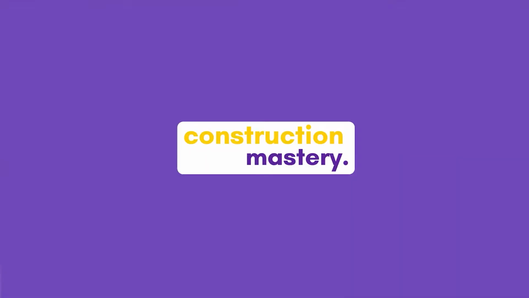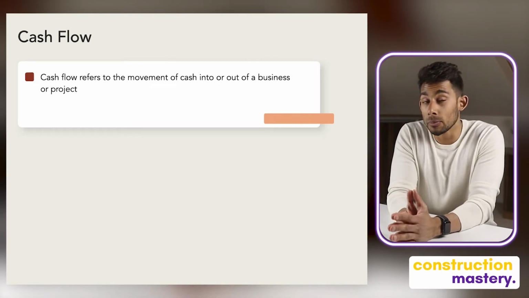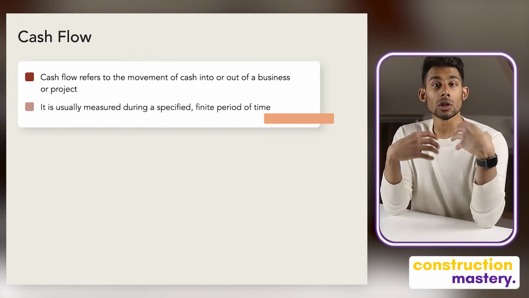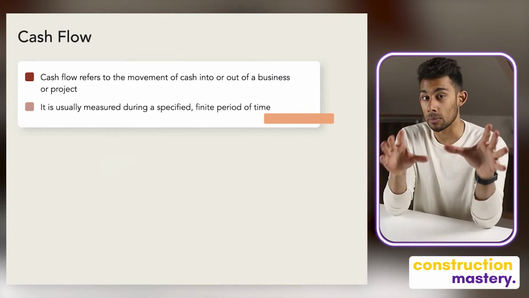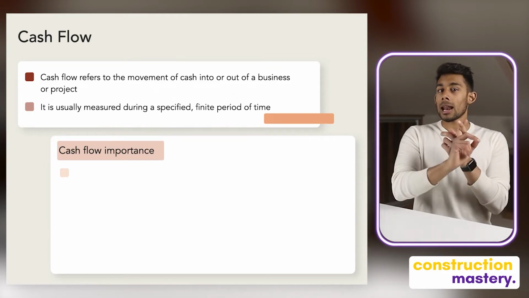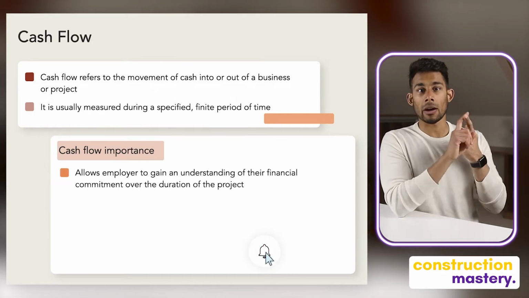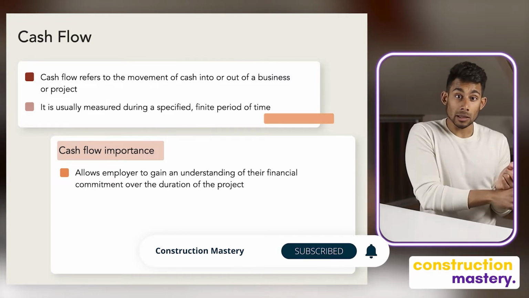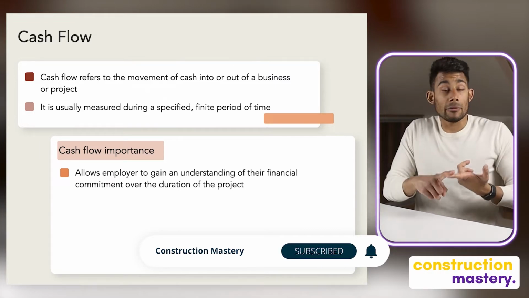In this video, we're going to have a look at all things cash flow. And cash flow refers to the movement of cash into or out of a business or project. It is usually measured during a specified finite period of time. And cash flow is important because it allows the employer to gain an understanding of their financial commitment over the duration of the project, when they're likely to spend money and maybe when they need to get funding.